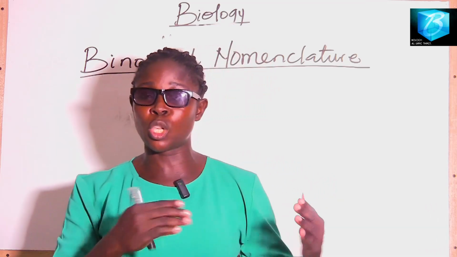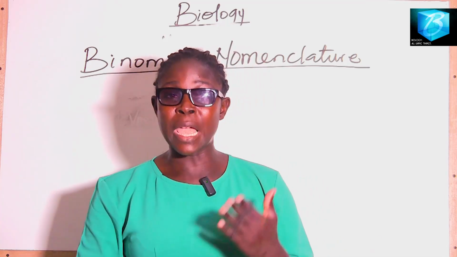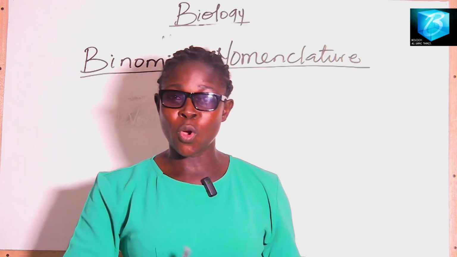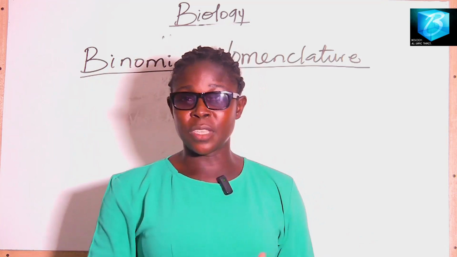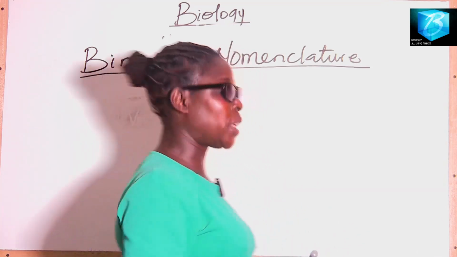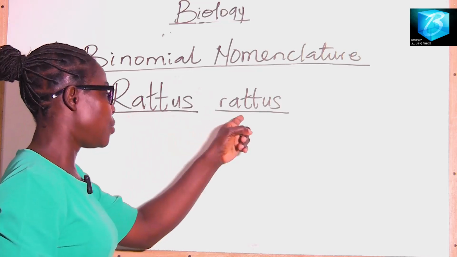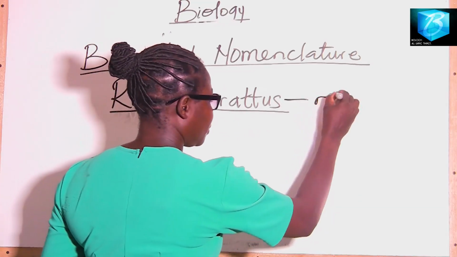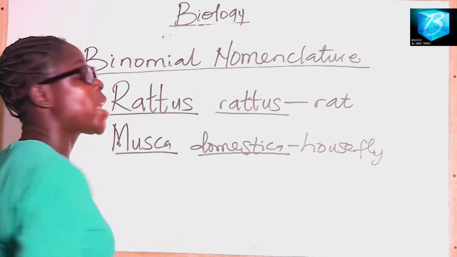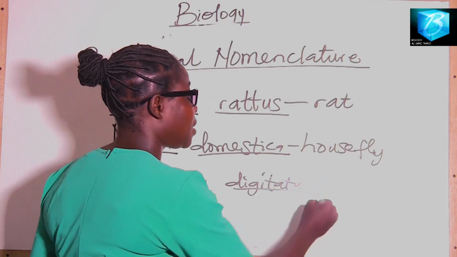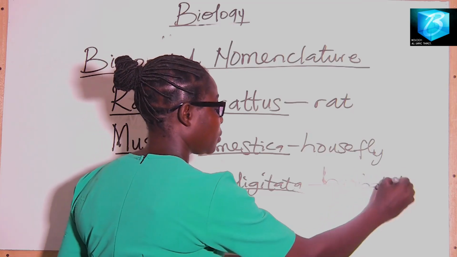That is why in the zoological world and in the botanical world, every living organism has two names. You either call it botanical name or you call it scientific name. Let's take, for example, the common rat in the house, Rattus rattus. This is the generic name. It begins with a capital letter. Rattus rattus, and that is rat. We have Musca domestica, that is the housefly. Finally, we have Adansonia digitata.